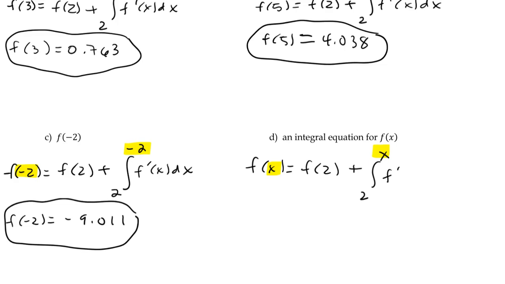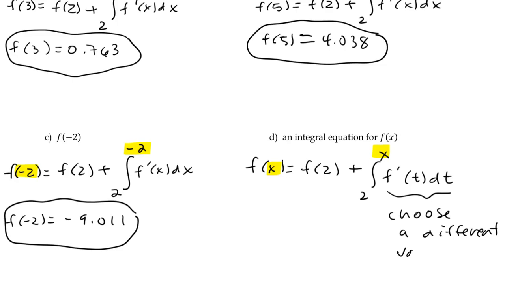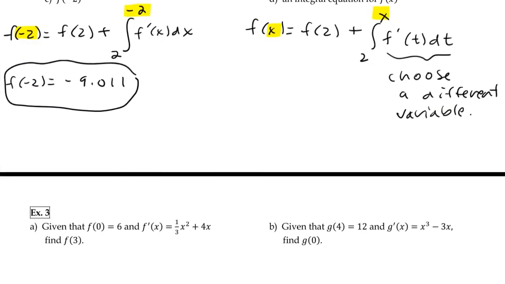Now here's where the tricky part comes in. This previously was x, but now I have x here. So this variable has to be different here. It doesn't matter which one you use. Quite often t is used. You just have to make sure you choose something not x. So choose a different variable, your call. Okay, on to the next problem.